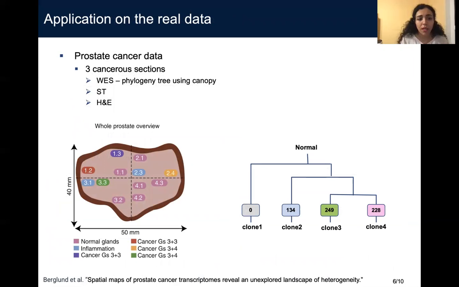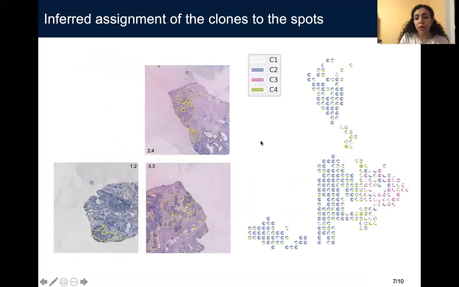And after that we applied it on the real data. We have prostate cancer data from this paper that you can see here, and this data has 3 cancer sections, and each section has three different types of data that we need. We use whole exome sequencing data to infer the phylogenetic tree using Canopy, and you can see the tree here with the corresponding mutations in each node. And then we infer the fraction of the clones in each spot.